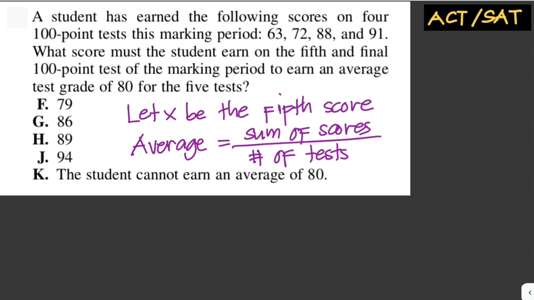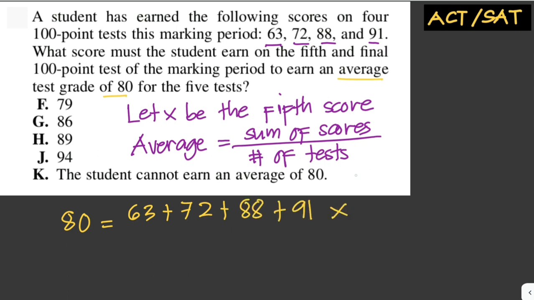We're only given here 4 scores, but we don't know the 5th score. So we let X be the 5th score. And we're also given here the average test grade of 80. So we just have to plug in the average test grade of 80 equals the sum of the scores, which is 63 plus 72 plus 88 plus 91 plus X over the number of tests, which is 5.